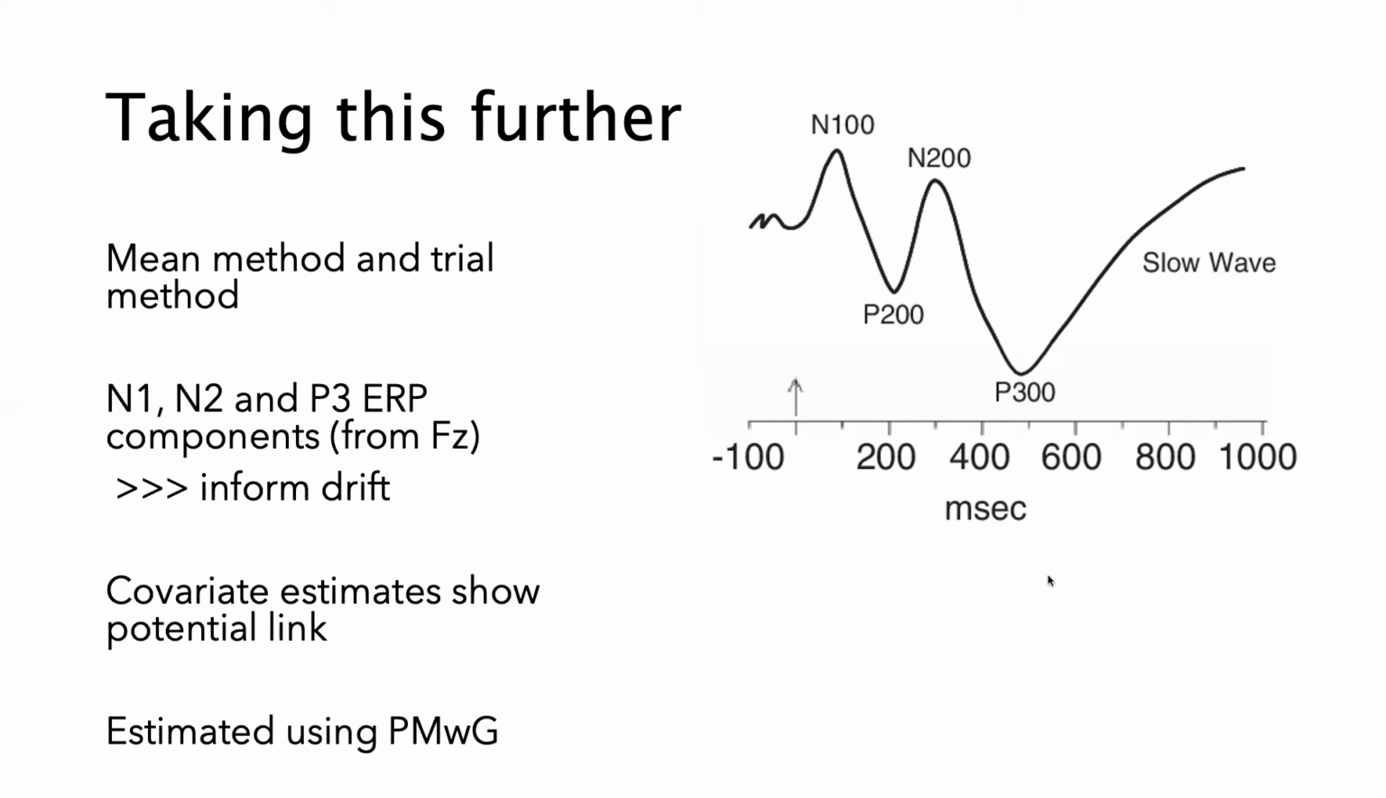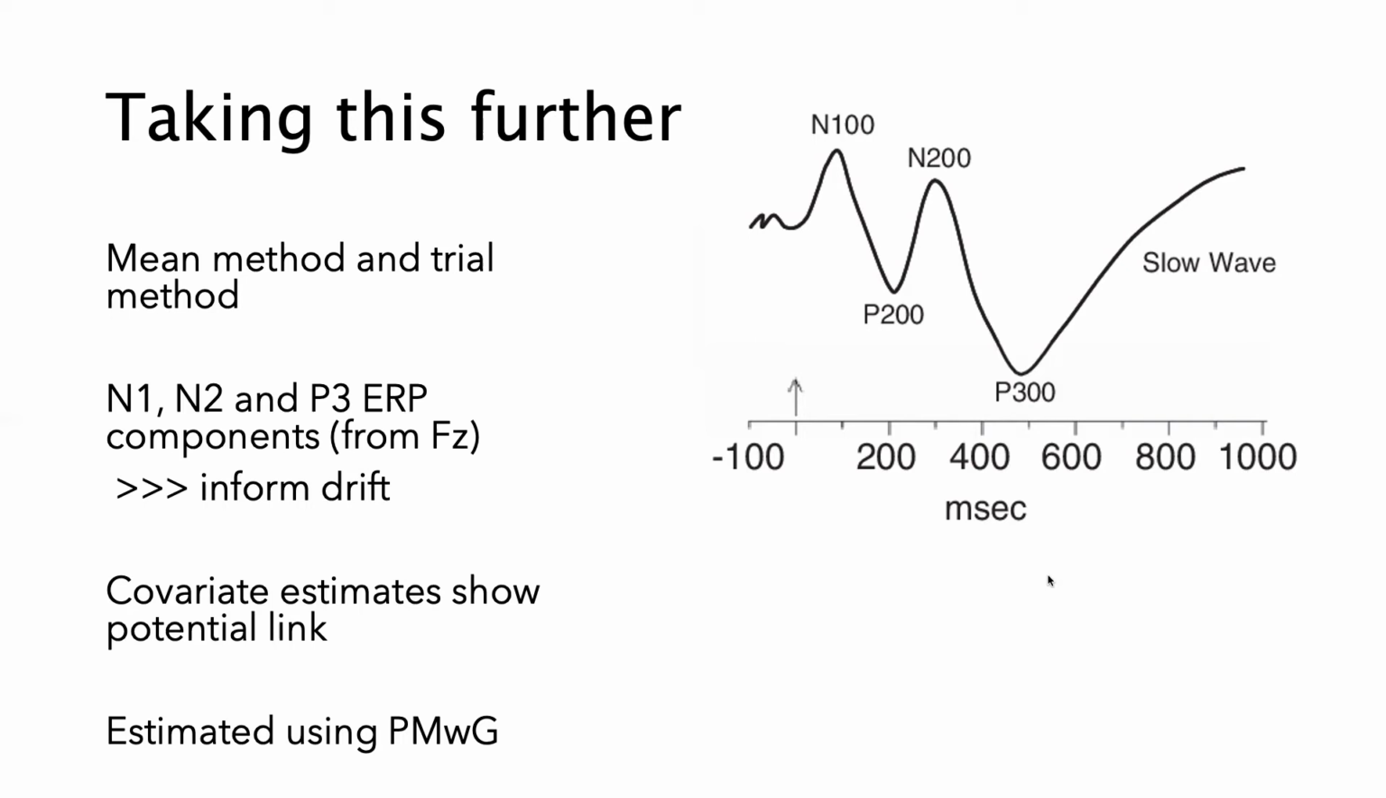For this model, we used two methods: a mean method where we took the mean of ERP components for each trial type, and the trial-wise method where we used the individual trial-by-trial ERPs, which were standardized. All ERPs came from one location, FZ.